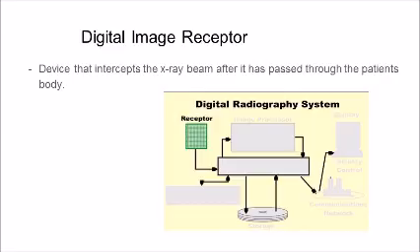The digital receptor is the device that intercepts the X-ray beam after it has passed through the patient's body and produces an image in digital form. That is a matrix of pixels, each with a numerical value.